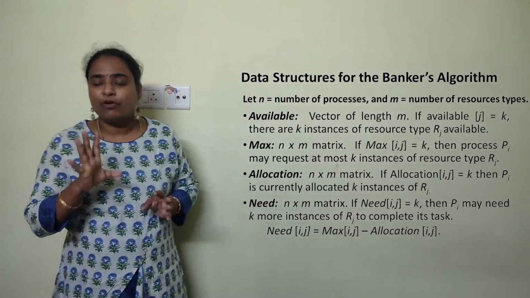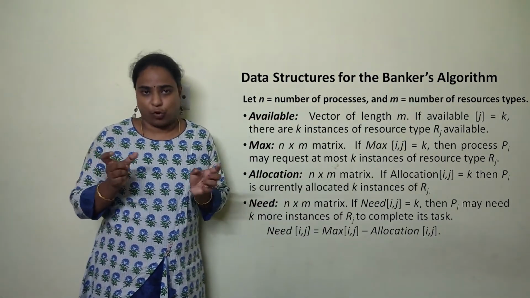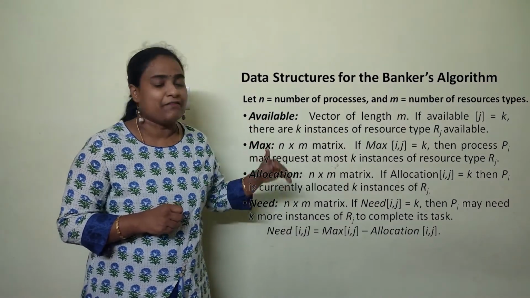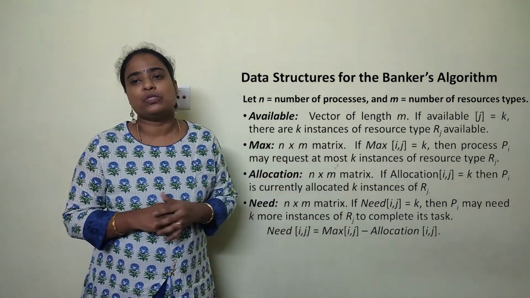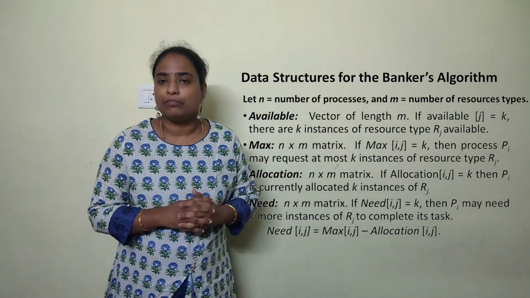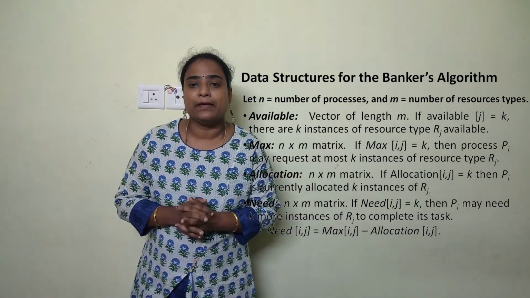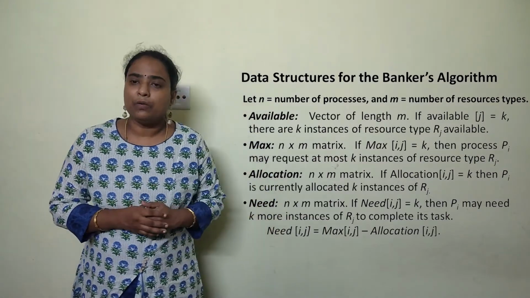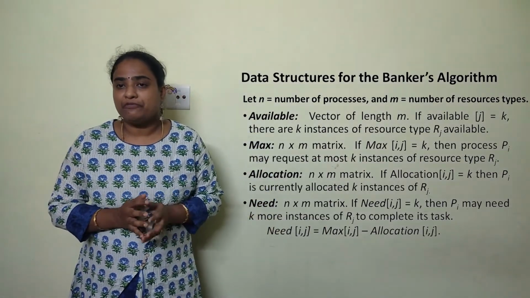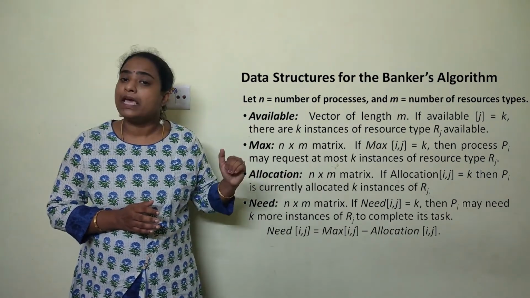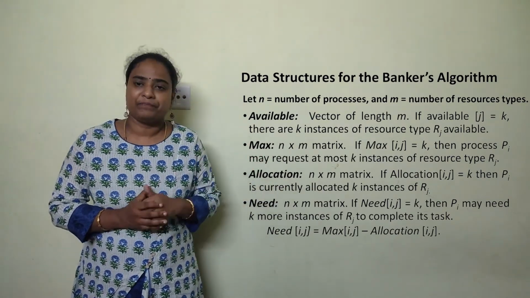Then the fourth one is a vector or an array. It gives the number of instances available for every resource Rj at that particular moment. That is, at that particular moment how many resources we have in hand, we represent in Available. So if Available of j is equal to k, it means that we have k instances of resource type Rj.